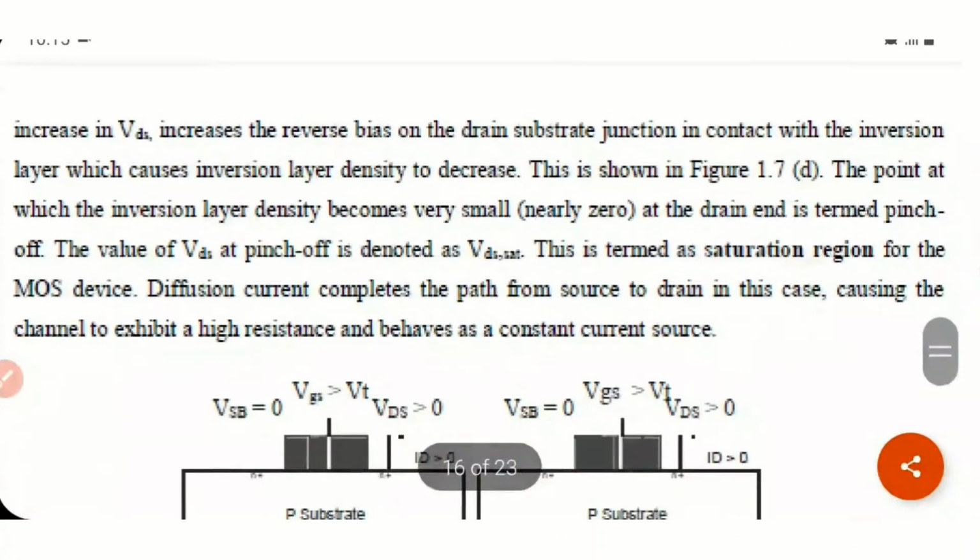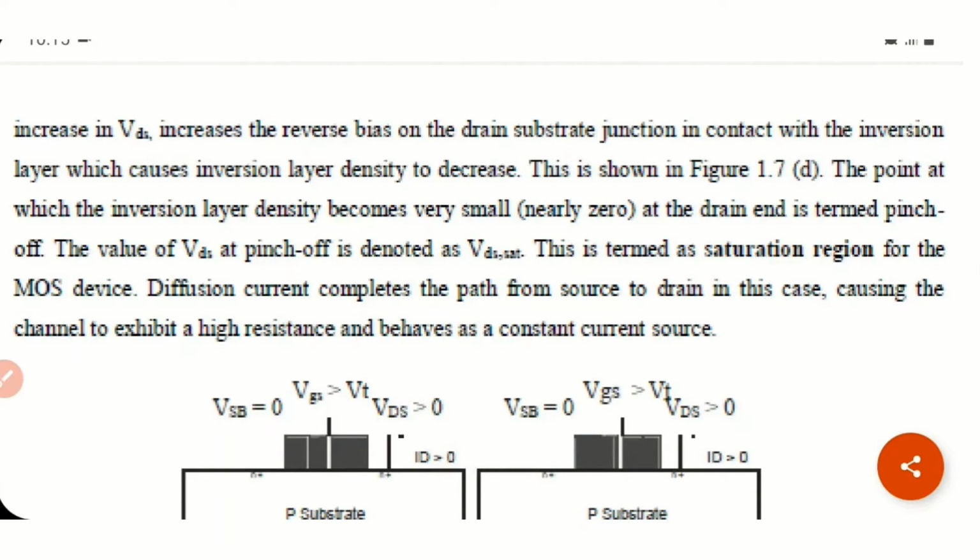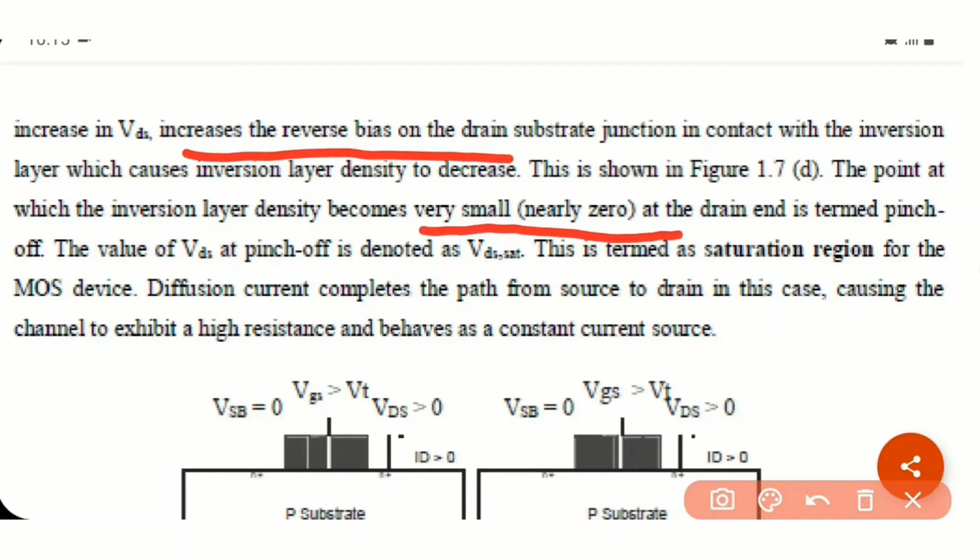Further increase in VDS. If you further increase the drain source voltage, it will increase the reverse bias on the drain substrate junction in contact with the inversion layer, which causes the inversion layer density to decrease. The point at which the inversion layer density becomes very small, that means approximately 0, at the drain end is termed as the pinch off. So it is the pinch off value.